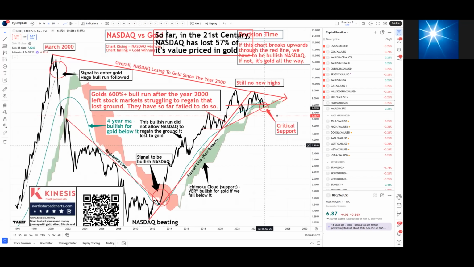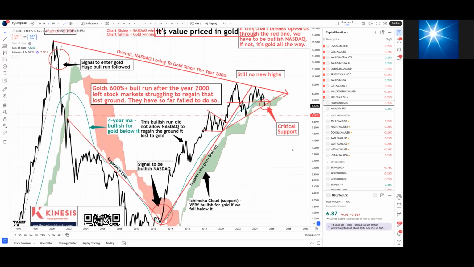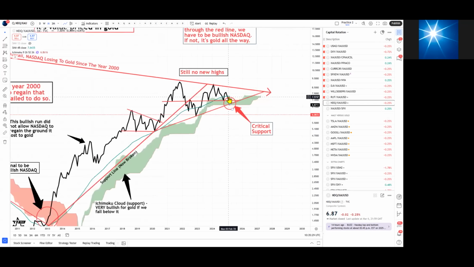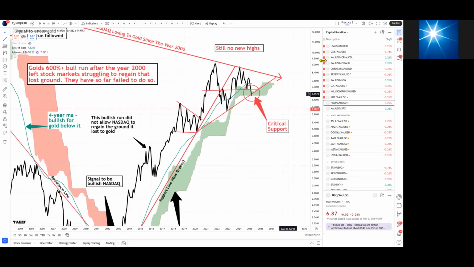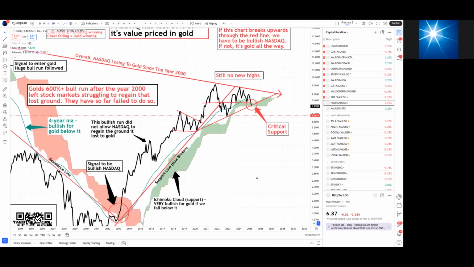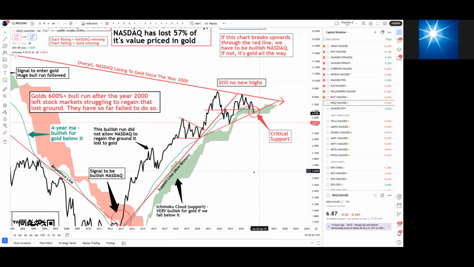You can see this critical support is just on the verge of being broken here. We're below the 4-year moving average there. We're below the Ichimoku cloud now, albeit just below the Ichimoku cloud, or right on the base of the cloud. So once critical support fails, then we are into a gold bull era.